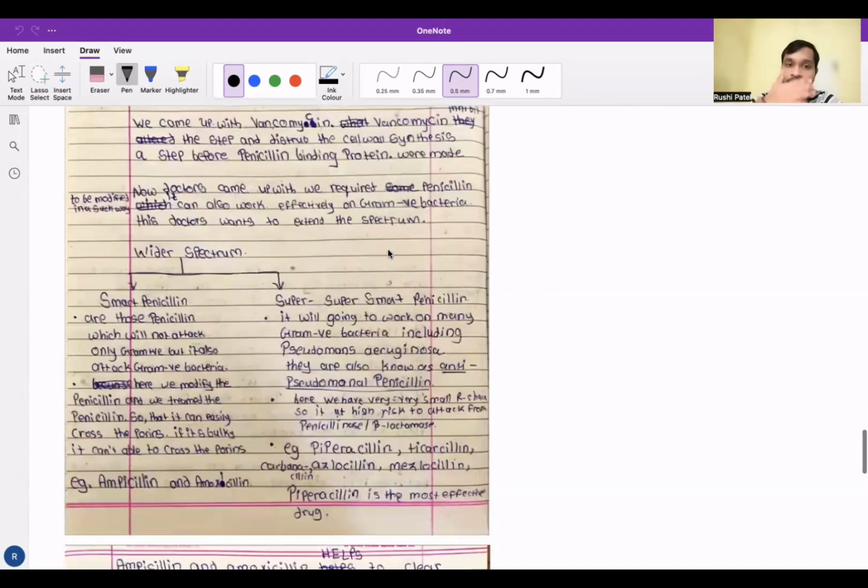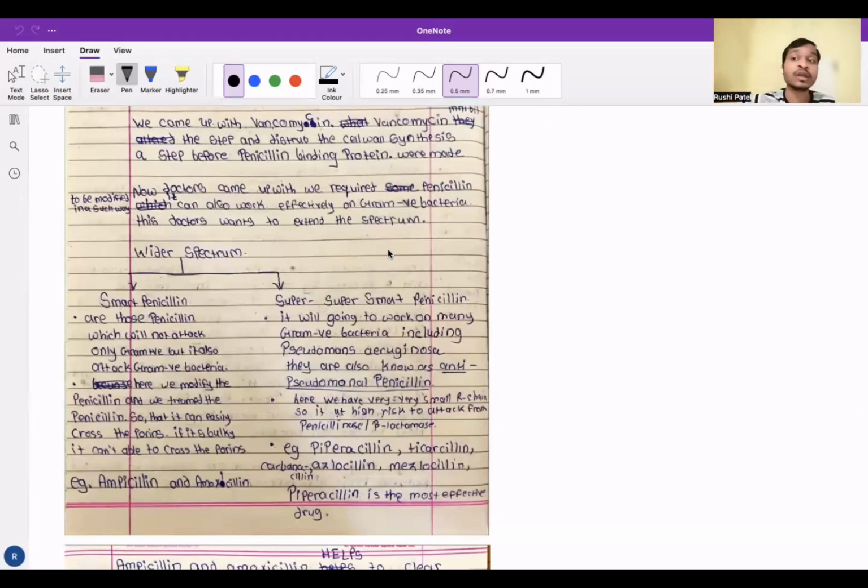ठीक है. Now the doctors also want this penicillin to work on gram negative bacteria. Before, the penicillin was limited only to gram positive, but the doctor also wants this penicillin to work on the gram negative. So we go from gram positive to gram negative, we increase the spectrum.